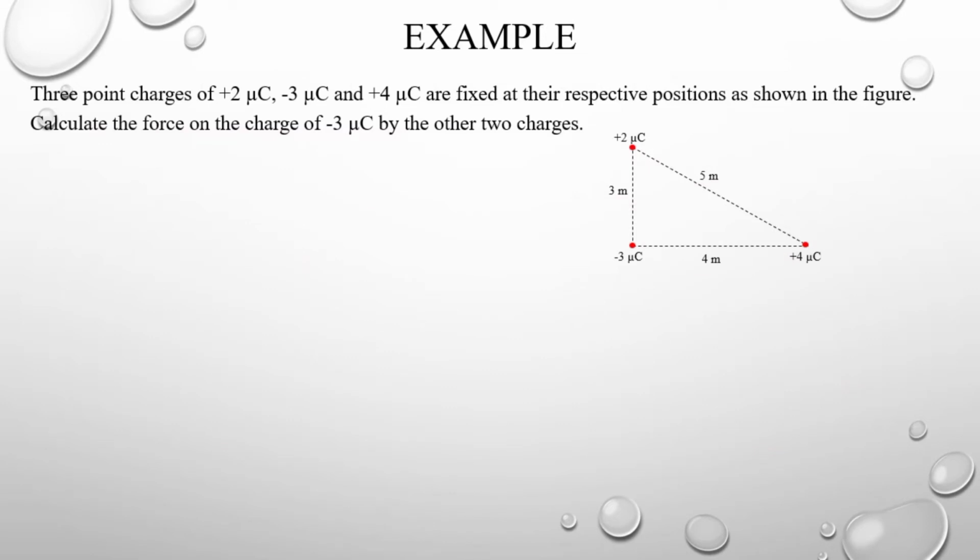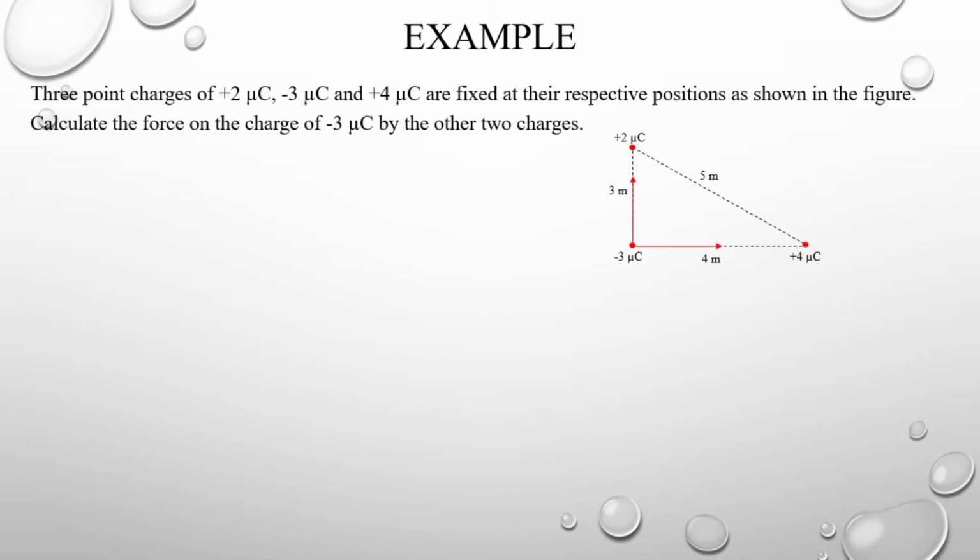Example for Coulomb's law. 3 point charges of positive 2 microcoulomb, negative 3 microcoulomb, and positive 4 microcoulomb are fixed at their respective positions as shown in the figure. Calculate the force on the charge of negative 3 microcoulomb by the other two charges. To solve this question, we need to label the forces first.